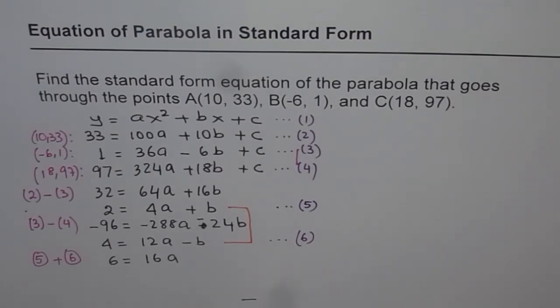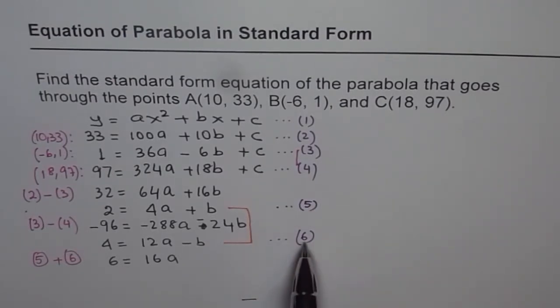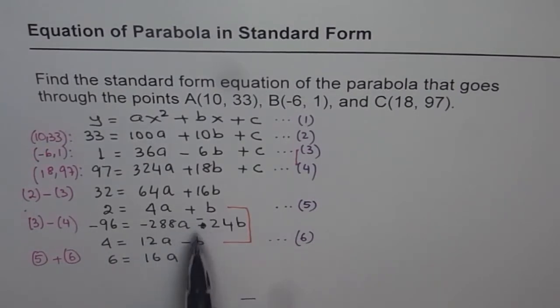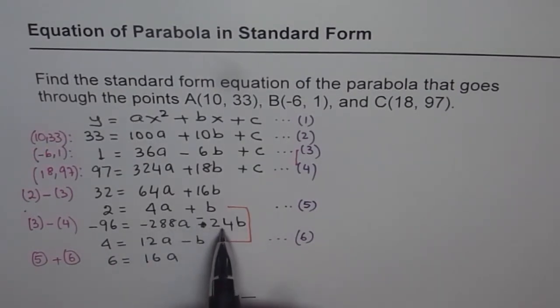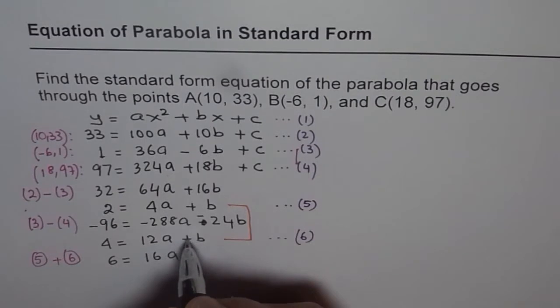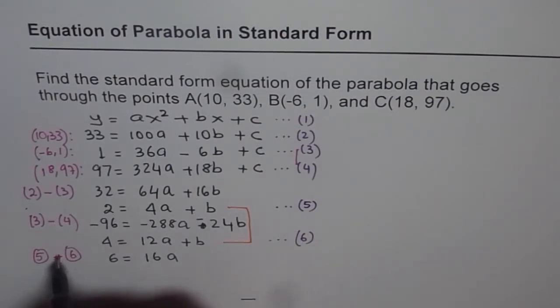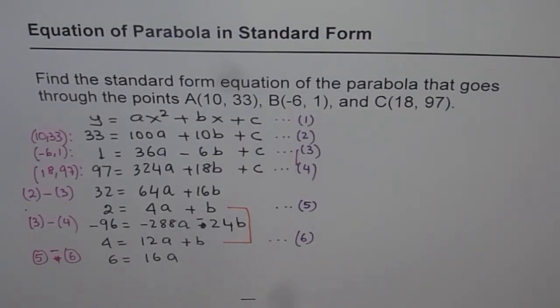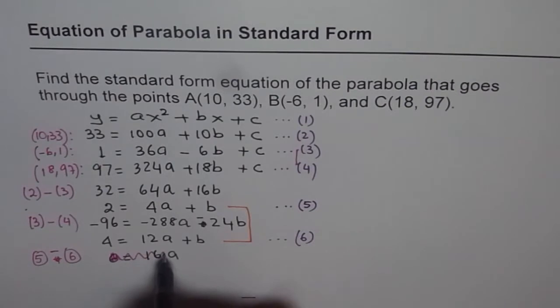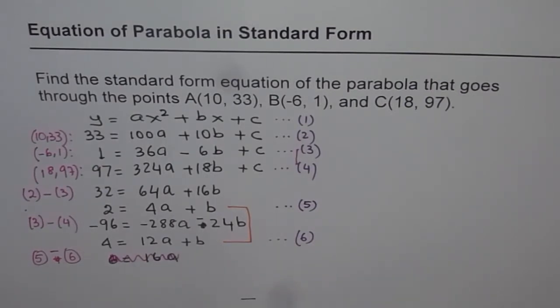Well, we made a small mistake in equation 6. It was all minus, right? So when we divide by 24, we get plus b, right? So this is plus b for us. So to eliminate this, what we should do is, we should take away. So we do 5 take away 6. And now since we do 5 take away 6, what do we get?